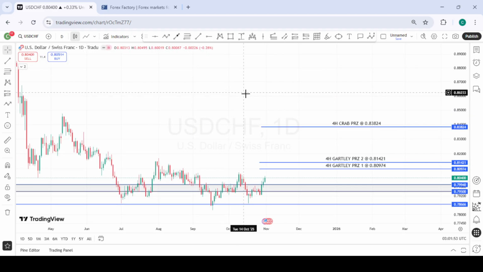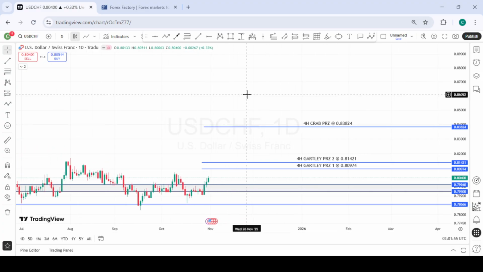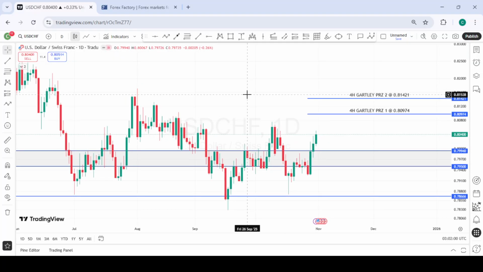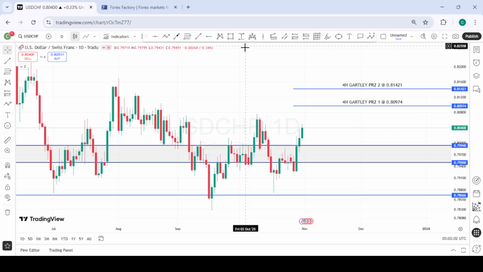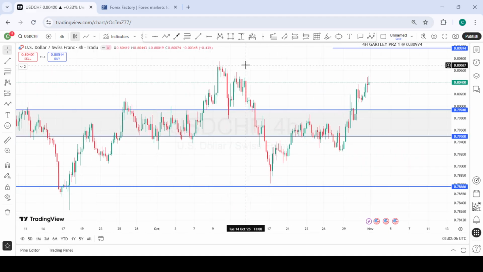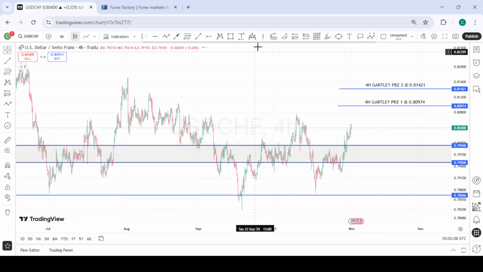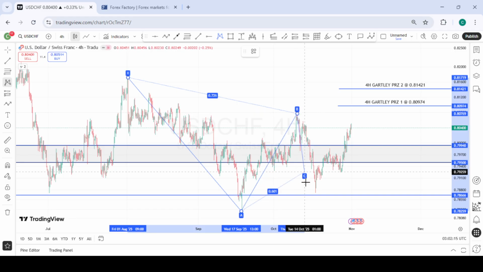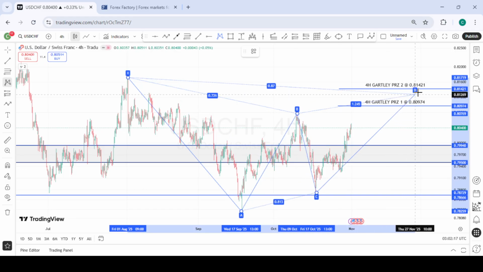We have here USDCHF, and USDCHF is currently forming a potential harmonic pattern called the Gartley pattern, and that's actually happening on the 4-hour time frame. So this is our X, this is our A, our B, our C, and our potential D.